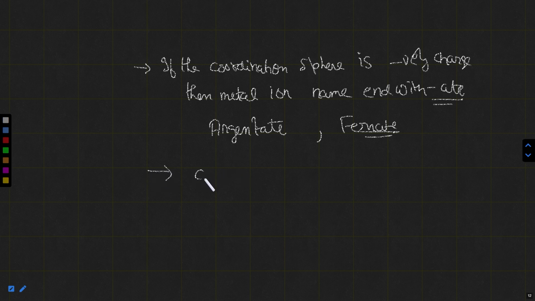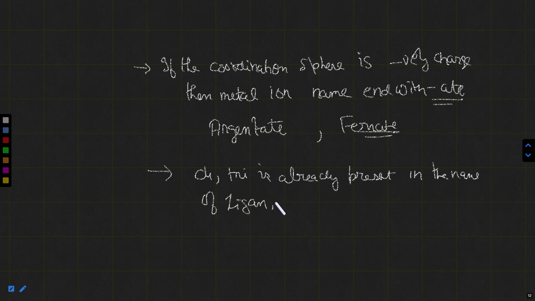Second thing, if di, tri is already present in the name of the ligand, then we will use bis, tris, or tetrakis. Okay, this is the important point.